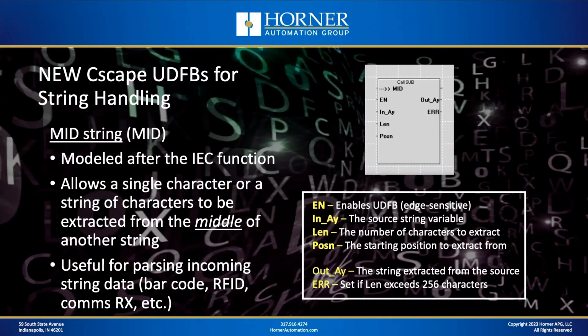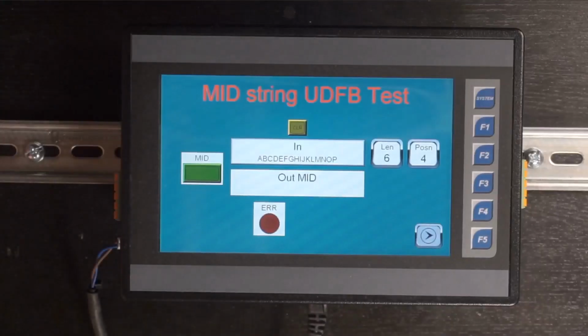And then the outputs of the function block, the primary output is the output array, or the string that you're creating through your mid-string function here. And then there's also an error bit that will turn on if either the input or the output or any of the other parameters exceeds 256 characters. All these function blocks we're creating are good for up to 256 characters. So that's the mid-string function. All right, let's take a look at that on the bench, and let's see it in action here.